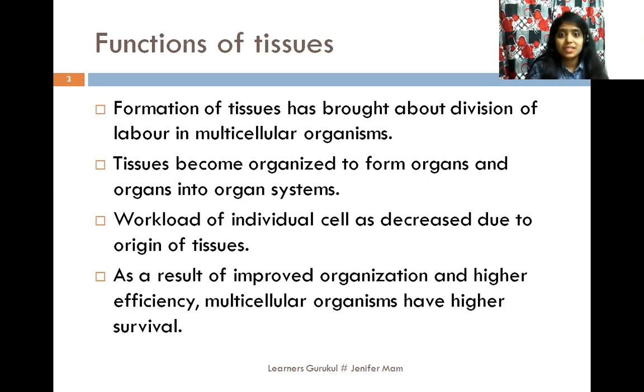If a single person is working, the workload will be more and the efficiency of the work will not be that good, because a single person is working and the work can't be that efficient. But if you see a group of persons working on something, the work is also completed easily and efficiently. In the same way, the workload of individual cells has decreased due to the origin of tissues. Because of that improved organization, there will be higher efficiency, and the multicellular organism will have higher life expectancy. The survival rate will be higher in multicellular organisms.